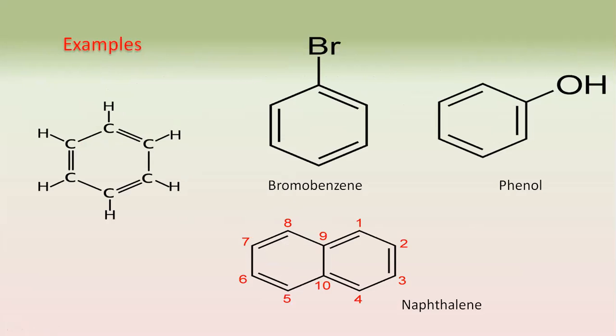The examples of aromatic compounds. The first important example is benzene, which has alternate double bonds and single bonds, C6H6. Now see, these are the substituted ones. One is bromobenzene, where one hydrogen of benzene is replaced by Br. We get bromobenzene here. All these are examples of aromatic compounds. Phenol, naphthalene, which contains 2 rings.